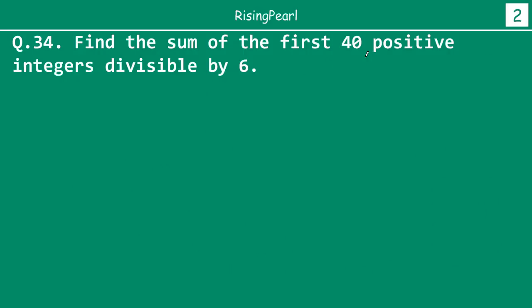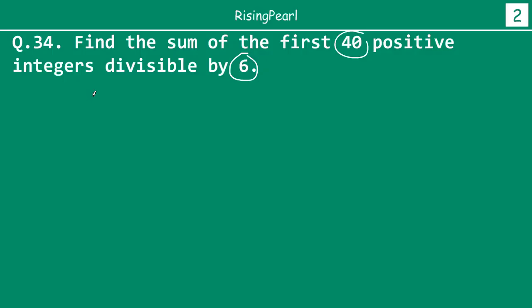Find the sum of the first 40 positive integers which are divisible by 6. We have done something similar, I think it was a few episodes ago. I just wanted to refresh because with these kinds of questions, it's hard to relate why they are connected with arithmetic progression. On the surface, they do not look like arithmetic progression questions. So let's take a look. Find the sum of the first 40 positive integers divisible by 6, right?